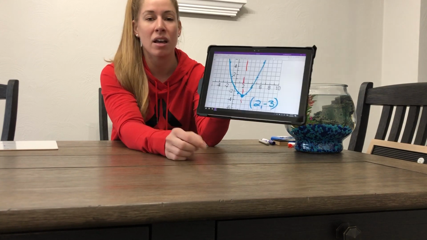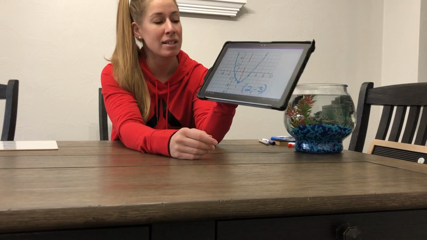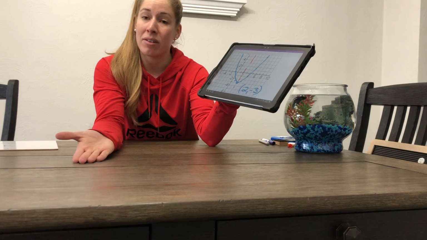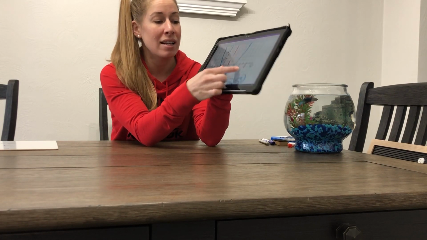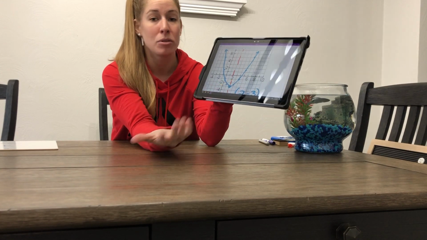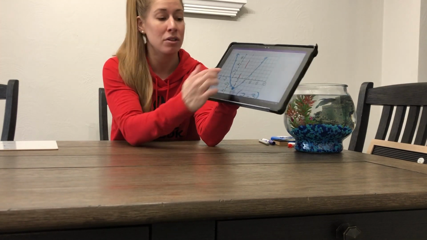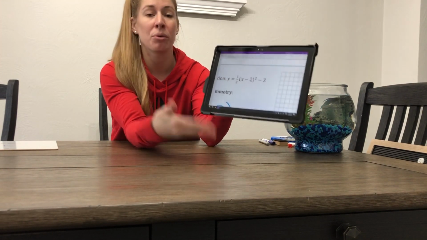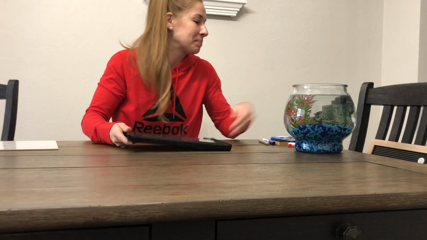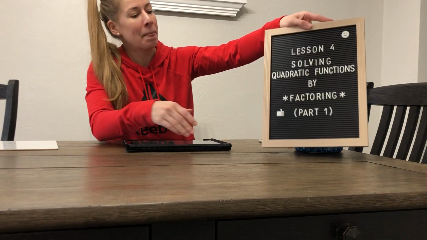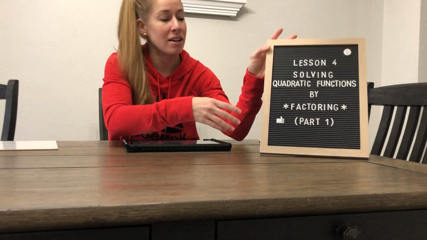This one, since they're not cutting through at exact points, is one that I skipped. We would have to choose a different method because graphing isn't as accurate. It's not an exact point where it's crossing through. So we wouldn't want to use graphing to solve this quadratic function. We want to use another method. And so today I'm going to teach you another one of those methods, and it's called factoring. Today is the first lesson in factoring.